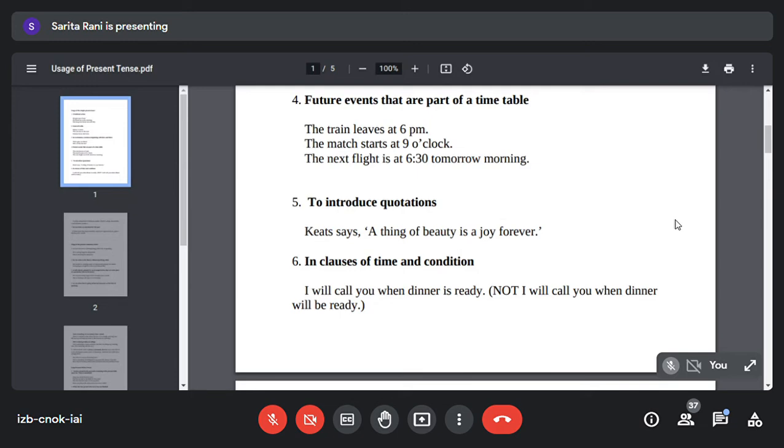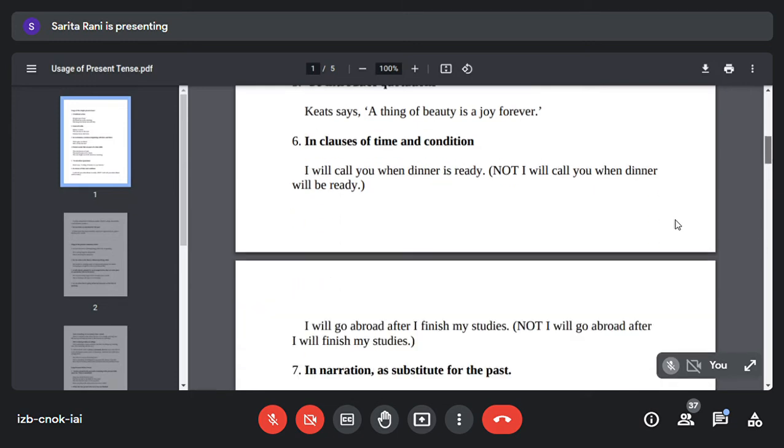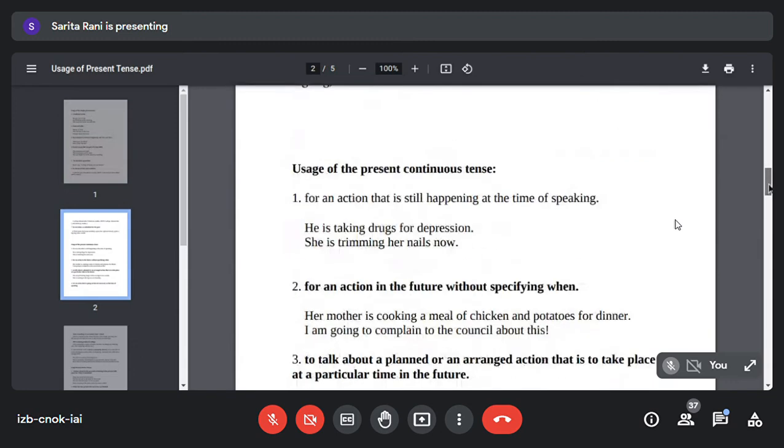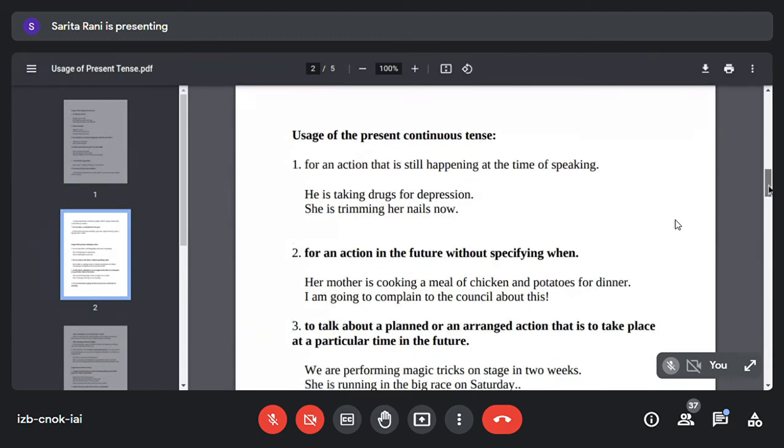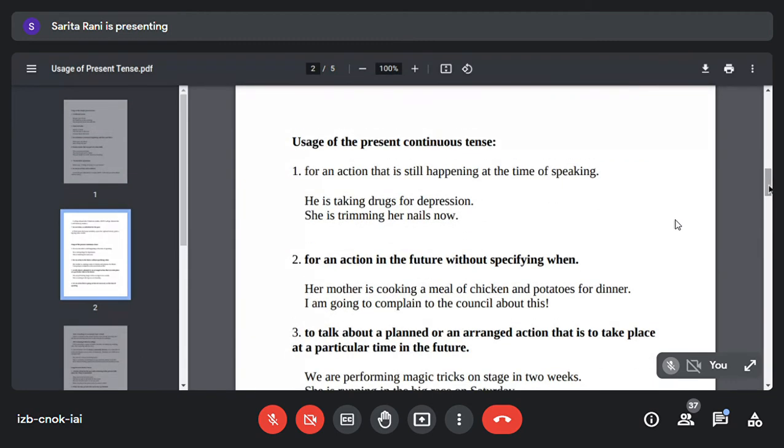Okay, these are related to simple present tense. Now move on to the present continuous tense. What are the things which we can use under present continuous tense? The first one, for an action that is still happening at the time of speaking. Clear? It is not necessary that it is happening right in front of our eyes, but we sure know that it is happening now, right at the time of speaking.